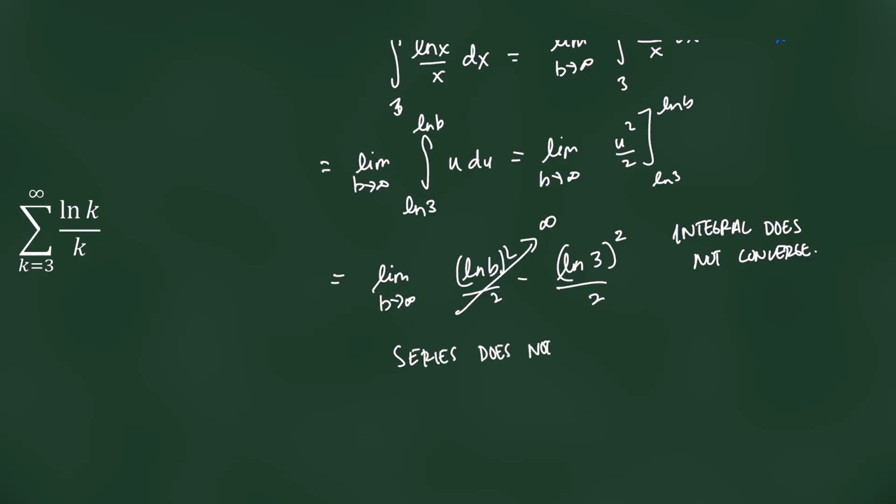Now, it's entirely possible that you were cleverer than I was at the beginning of this, and you notice that since ln of k is always bigger than 1 for k bigger than e, that ln k over k is actually larger than 1 over k, which is, of course, a divergent p-series. So we could have worked a little less hard and gotten the same result.